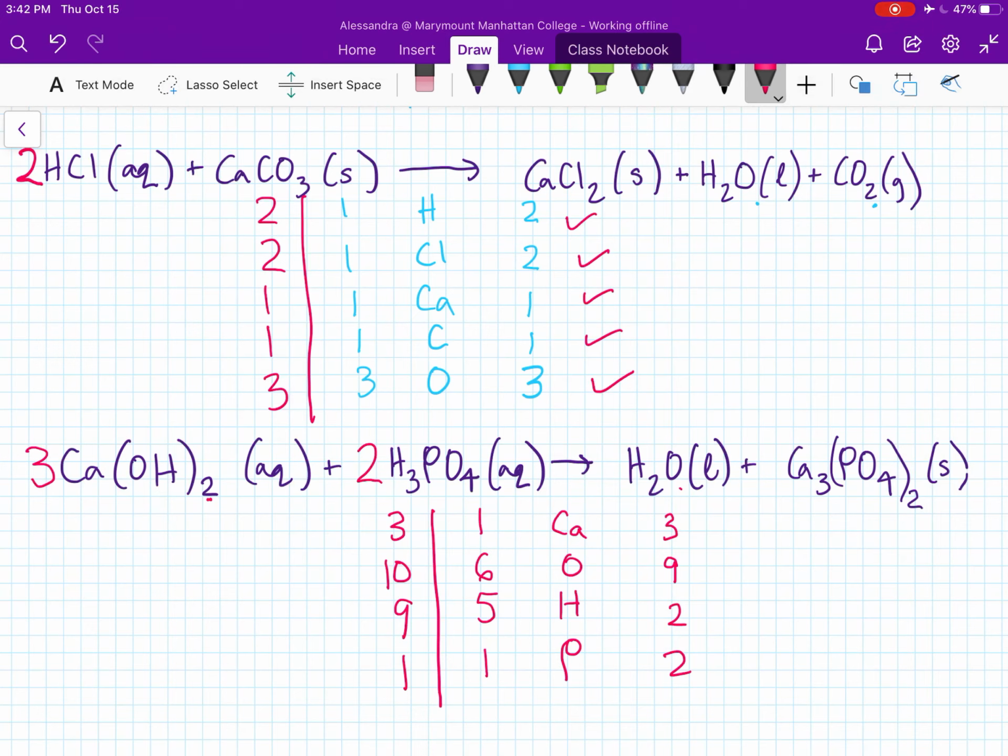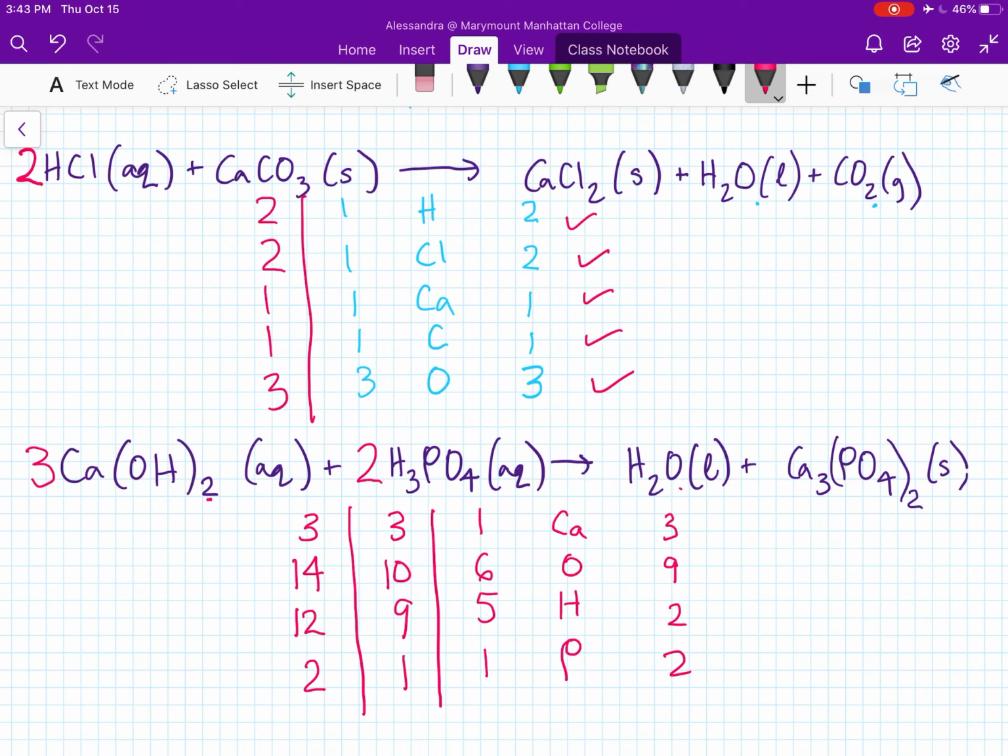Maybe I can do that by placing a big 2 here. That stoichiometric coefficient won't affect the calciums. I still have 3 calciums, but it'll give me 2 phosphoruses. And now I have, let's see, 2 times 3 is 6 hydrogens plus another 6, so I have 12 hydrogens. And 6 plus 8 is 14 oxygens. And I got that by distributing both of the numbers through the parentheses.